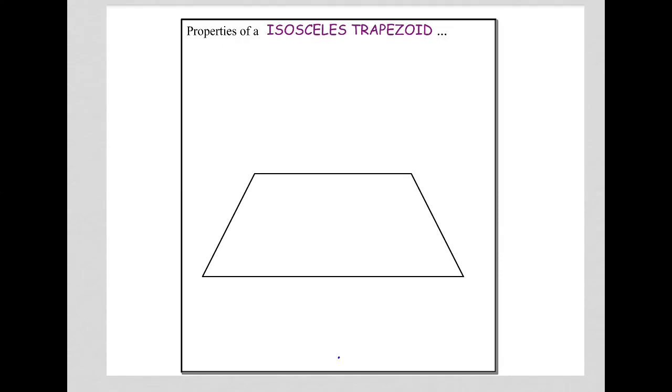Here we have a special type of trapezoid, and it's called an isosceles trapezoid. Isosceles trapezoids have congruent legs, meaning we can mark this leg congruent to this leg. They also have congruent diagonals.